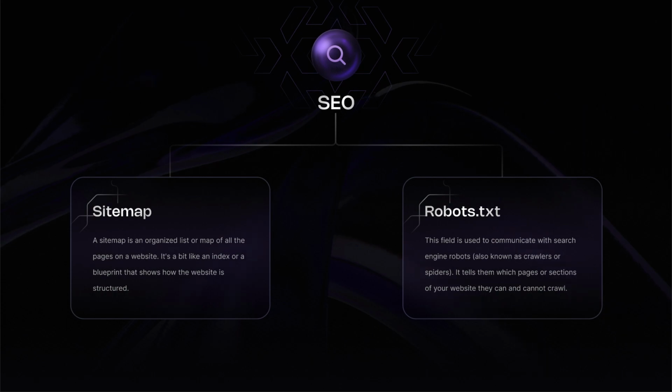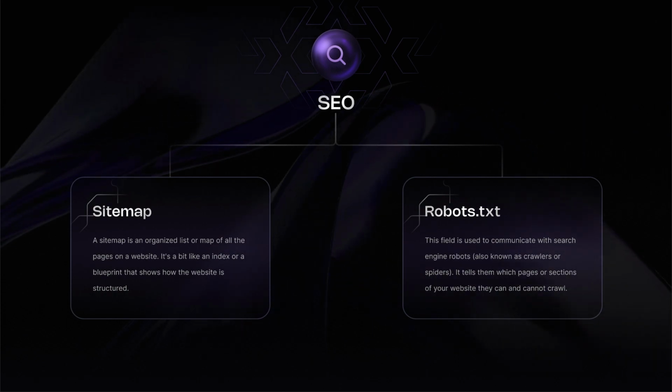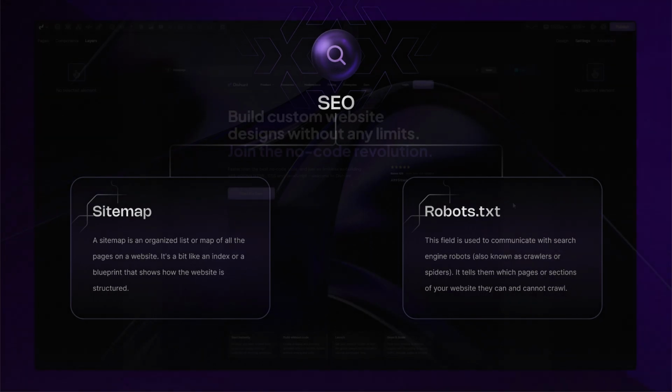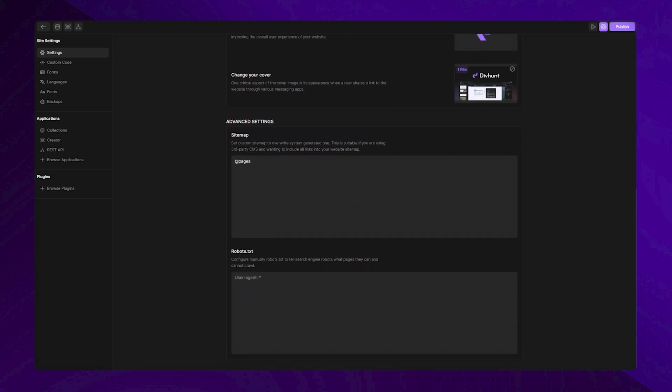Today, we're going to talk about Sitemap and Robots.txt options. We will talk about how they work and how to use them on Divhunt. To access these options, you need to go to the settings of your project and, under the Settings tab, scroll all the way to the bottom.